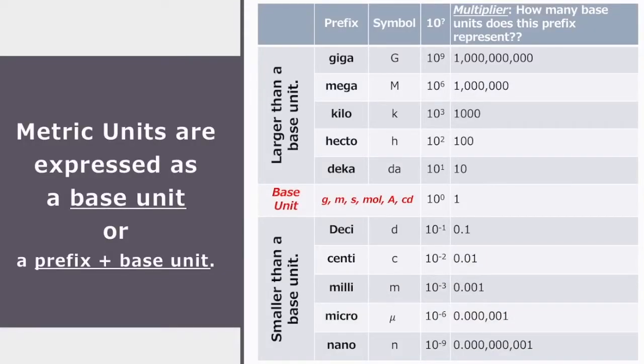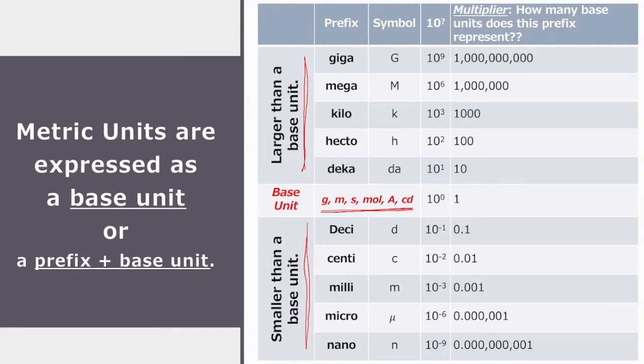All right, so now we're going to focus more back on those base units that we talked about. If we take a look at this table, you'll notice I have base units right here in red in the middle. Anything listed above that is units that are larger than one base unit, and anything below that are units that are smaller than one base unit, or prefixes that describe those units.